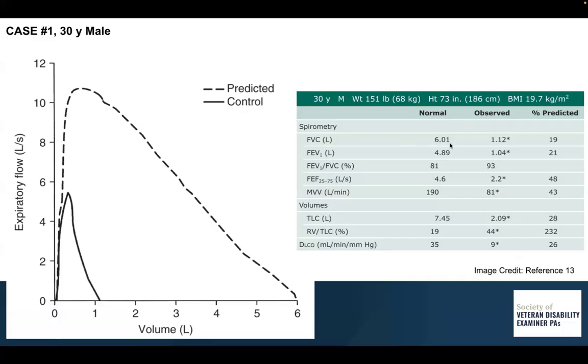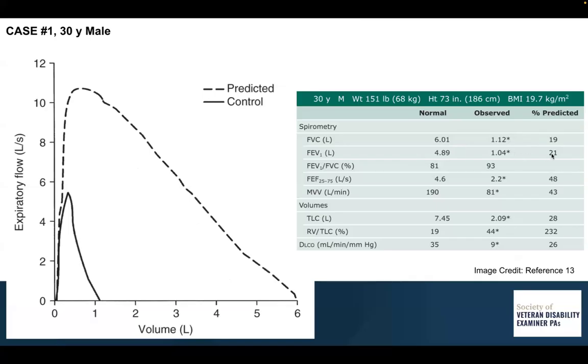The predicted forced vital capacity is 6, and that's just taken off this curve, right? You can't get an FEV1 again off of an expiratory flow volume curve. You can only get the FVC off of it. So yeah, this patient has an FVC only just above 1 liter. That's only 19% of what would be predicted for their age, weight, height. Okay.